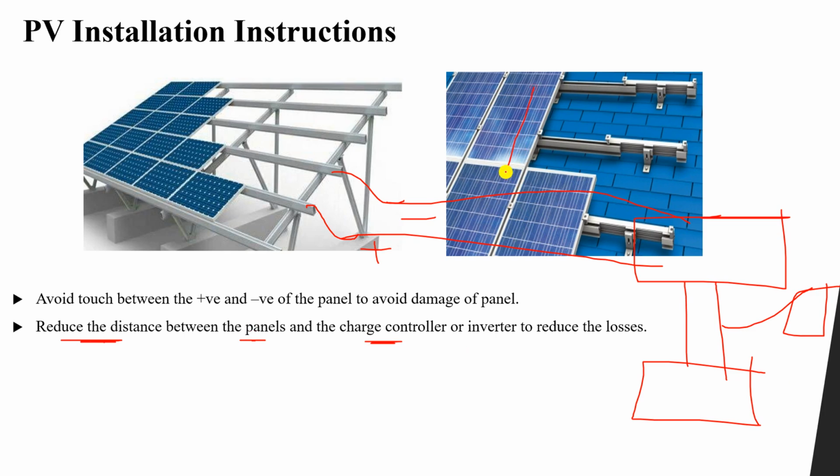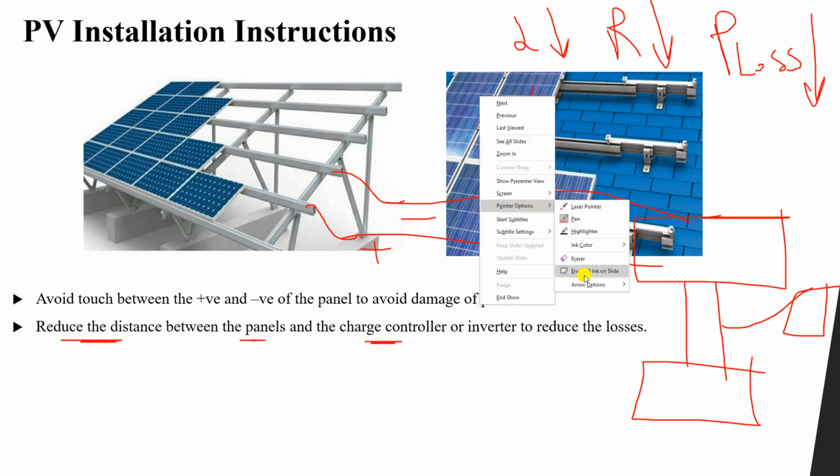Because when the distance is reduced, it means that the resistance provided by the wires will be reduced. It means that the power losses in the system will be reduced. That's why we try to keep the charge controller and or inverter as close as possible to the panel.